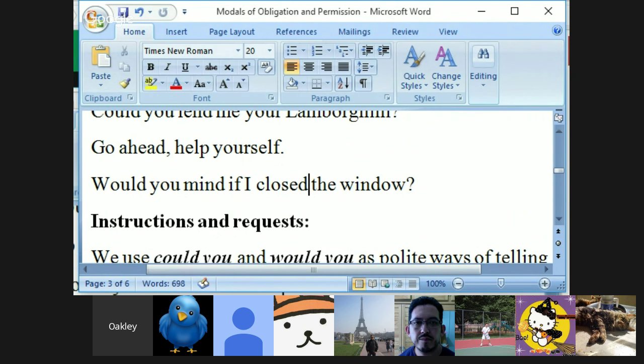Strangely enough, it has to do with conditional sentences. Yeah, it probably should be present tense. Would you mind if I close the window? But past tense is not wrong. Would you mind if I close the window is a question form. If I close the window, would you mind? It's the question form, present tense.